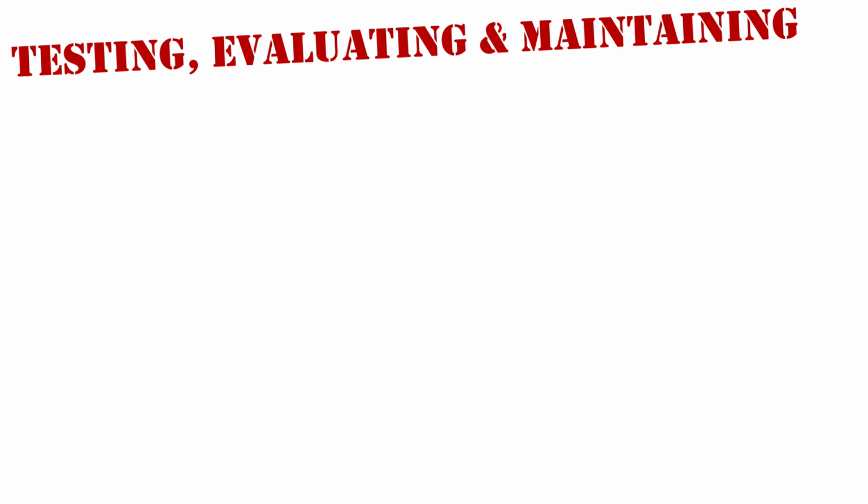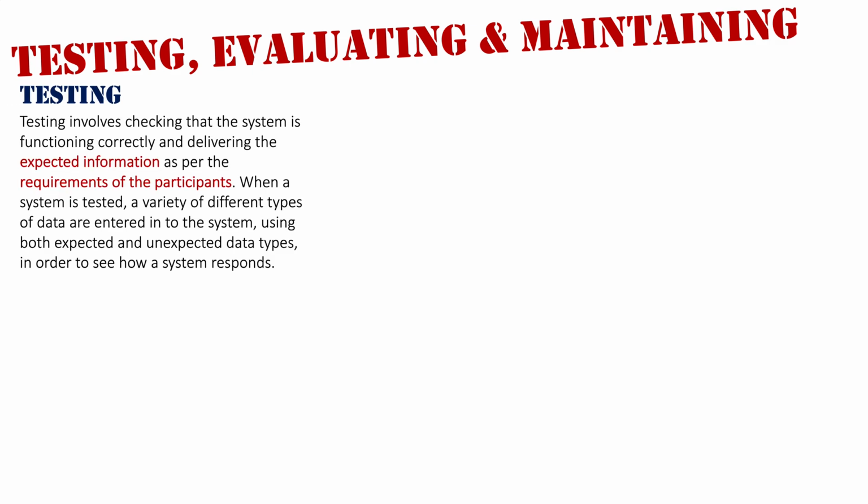Firstly, we will take a look at testing. Testing involves checking that a system is functioning correctly and delivering the expected information as per the requirements of the participants. The information coming out of the system is what they are expecting to see. When a system is tested, a variety of different types of data are entered into the system, using both expected and unexpected data types in order to see how a system responds. So let's look at what we mean by expected and unexpected data types.